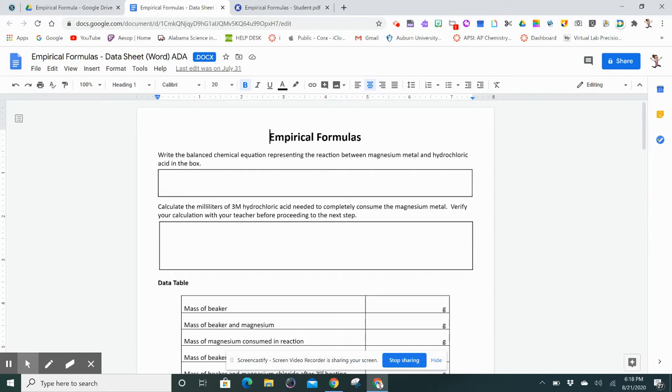So first off, you're going to write a balanced chemical equation to represent the reaction between magnesium and hydrochloric acid. So magnesium is Mg plus the HCl gives MgCl2. It's MgCl2 because magnesium has a +2 charge, chlorine has a -1 charge. So to get those charges to balance out, I need 2 chlorines. Well, that also means that I need to put a 2 in front of this HCl so that my reaction is balanced.